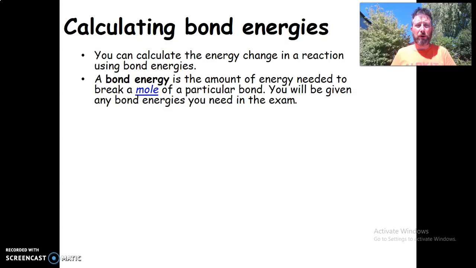We'll do moles much later on, but it's just the opposite. If I said to you 1 piece of Lego, a dozen pieces of Lego, a billion pieces of Lego, to break apart one Lego bond or a million Lego bonds is going to take different amounts of energy, so we use a mole. It just means 6.02 times 10 to the 23 of that type of thing.